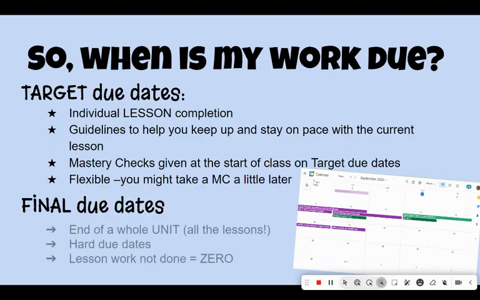So let's look at the other side. Final due dates are the end of a whole unit. So you can write down end of unit, and that's all the lessons. They are hard due dates. So you can put hard due dates. They're not flexible, okay? Any lesson work that is not done by the final due date becomes a 0. So just keep that in mind, and that's why it's important to stay on pace. But we'll work through that, and you'll be able to figure out how it works best for you.